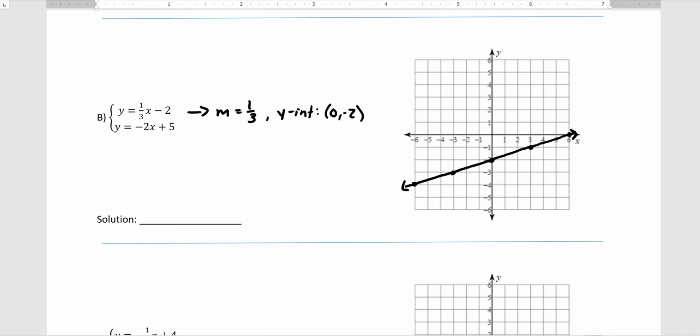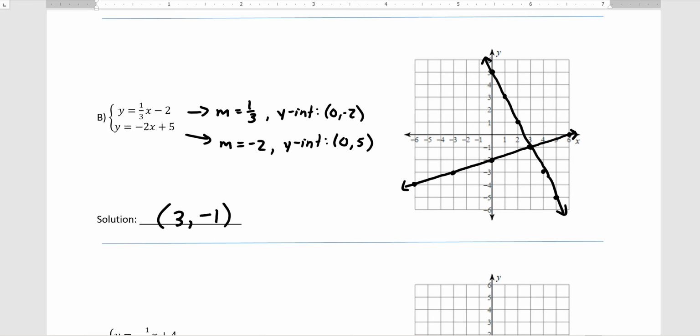Gorgeous. All right, and then we have y equals -2x plus 5. So that one tells me my slope is -2 and my y-intercept is 0, 5. So that slope tells me I'm going to go down 2, right 1, down 2, right 1. Now notice, I can see right now my solution is going to be 3, -1. But showing my work includes graphing both of these lines. So please be sure to finish graphing both of these lines. And like we said, that solution is where they cross. It is indeed 3, -1. All right. Not bad.